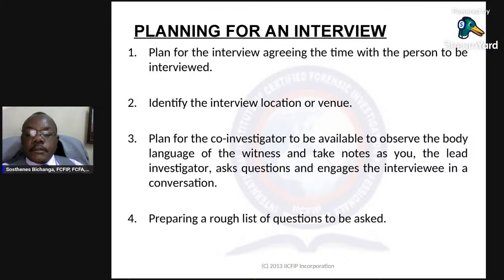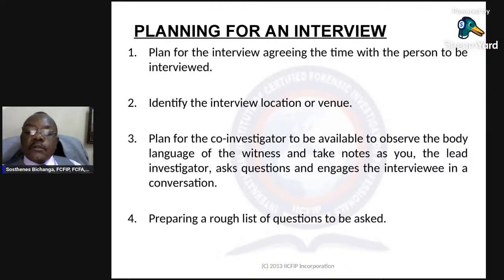Number four, preparing a rough list of questions to be asked. You cannot just go to the interview room. You must plan. You must have a plan on how to attack the interview.